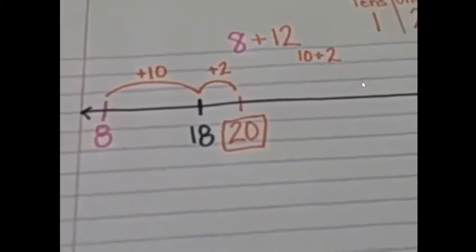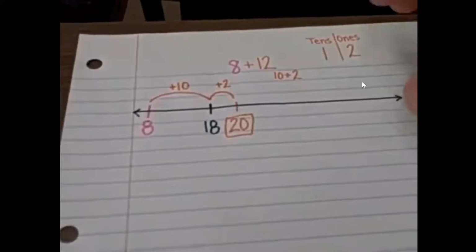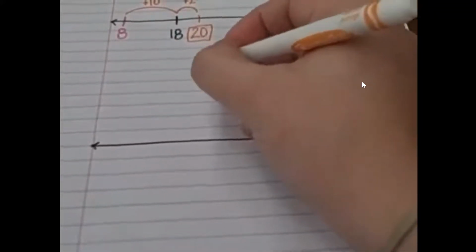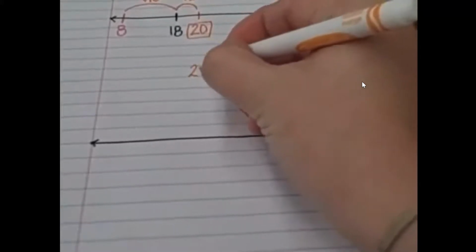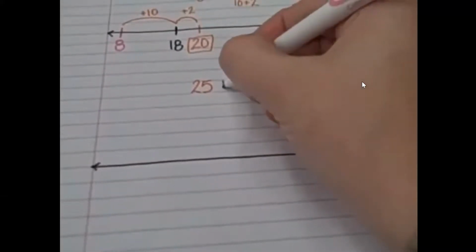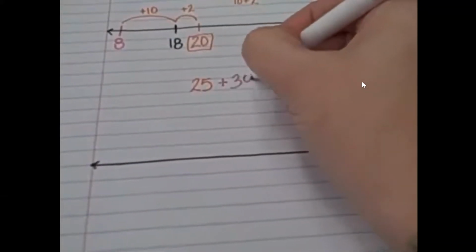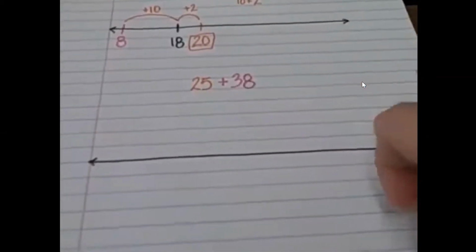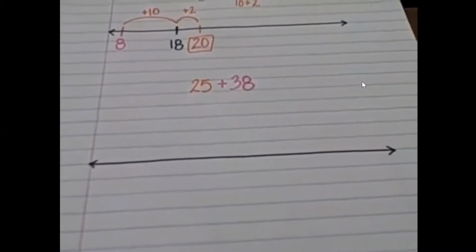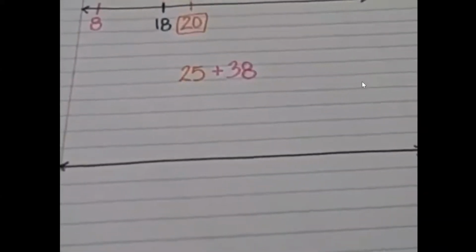Now, what if we have a problem that's a little more difficult? We're going to make a little bit of a jump, and we're going to add some two-digit numbers. Let's try 25 plus 38. Now, I'm going to show you this in 2 different ways because you have 2 options here.